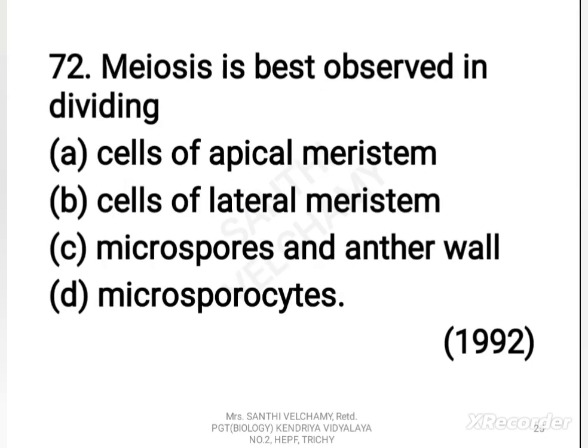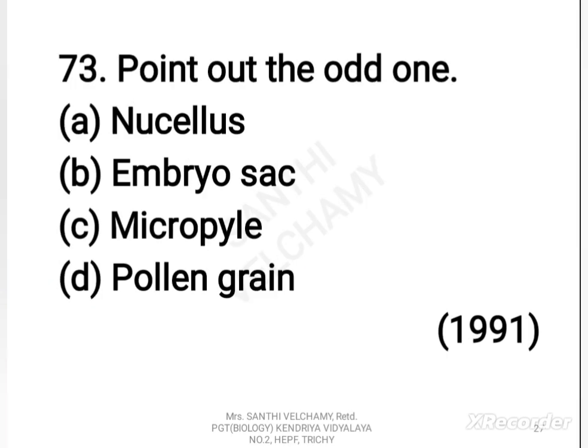Let us go to the next question. Meiosis is best observed in dividing A. cells of apical meristem, B. cells of lateral meristem, C. microspores and anther wall, D. Microsporocytes. The correct answer is D. Microsporocytes.